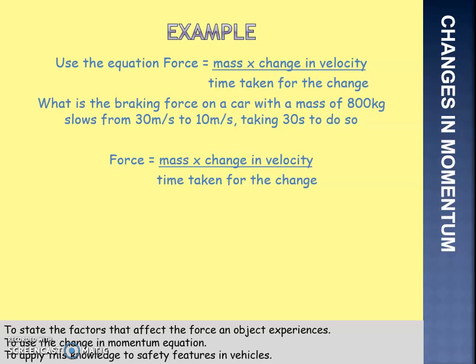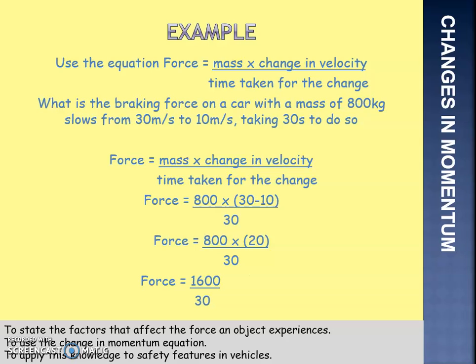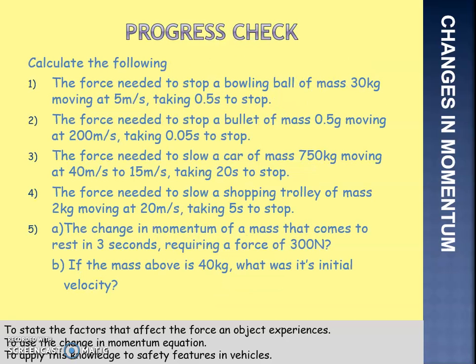Force equals mass times change in velocity over the time taken for the change. In this case, the mass is 800 kilograms because it's the car that the change in velocity is taking place on. The change in velocity, well, it starts at 30 meters per second and reduces to 10 meters per second. So that would be 30 minus 10. And the time taken for that change is 30 seconds, giving us force is 800 times 20 divided by 30. 800 times 20 is 1600, so the force would be 1600 divided by 30, giving us a force of 533 newtons.